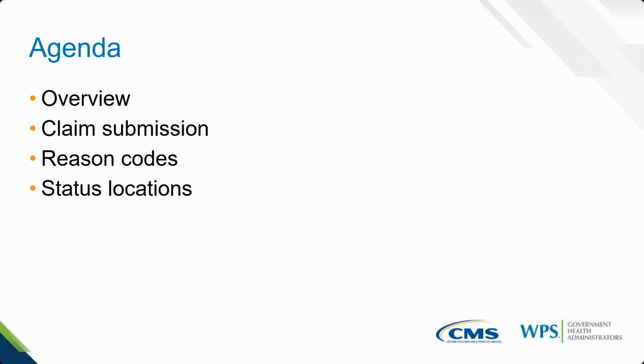Let's take a look at what I'm going to cover today. First, I'll give an overview of the FISS system, which will include the different ways the system can be accessed. I'll discuss claim submission and the different paths claims may take after being accepted. I also want to talk about reason codes and status locations. This can really give you a better understanding of what is happening to your claim and what action needs to be taken, if any.